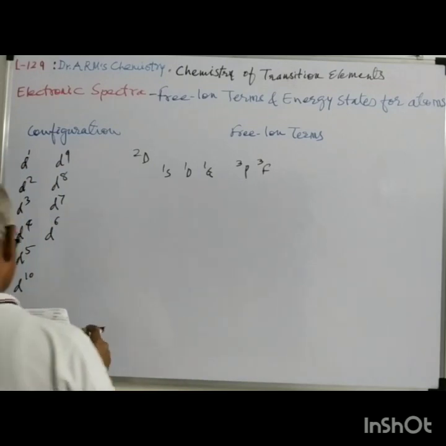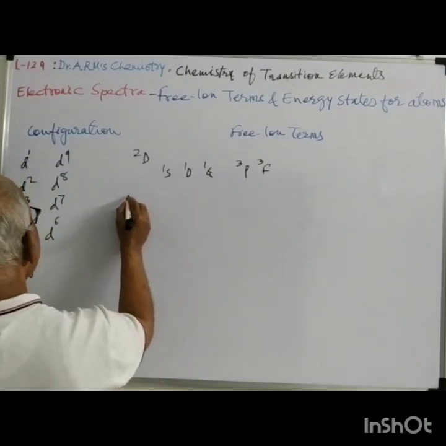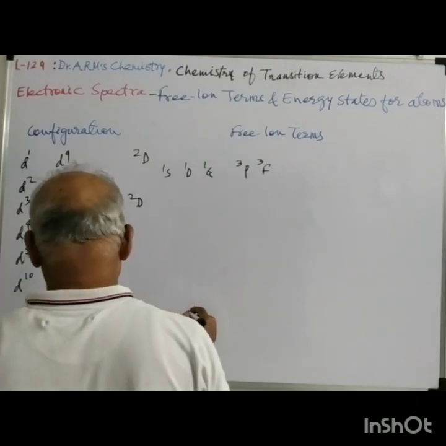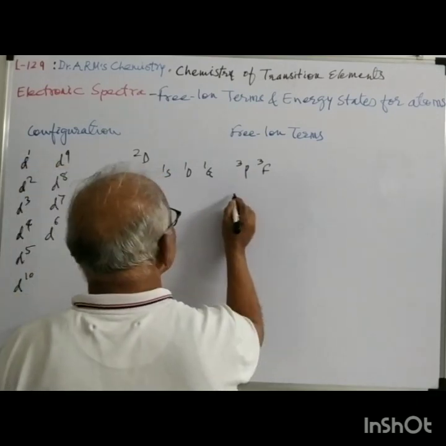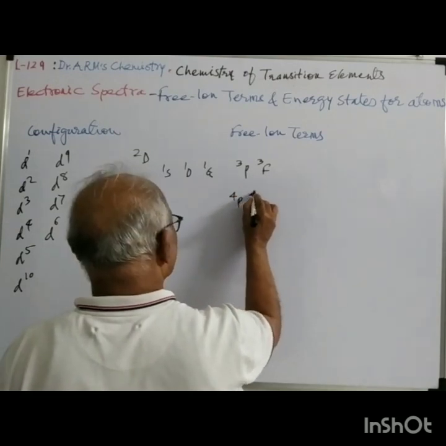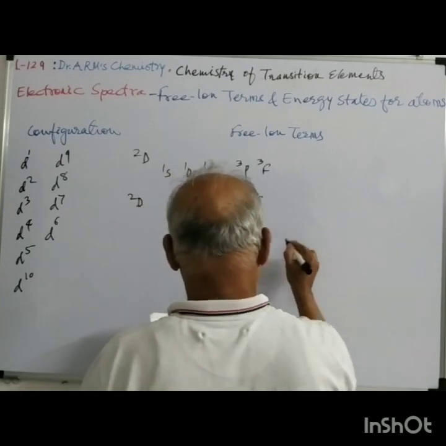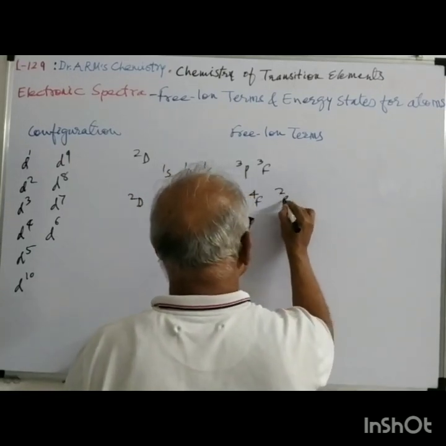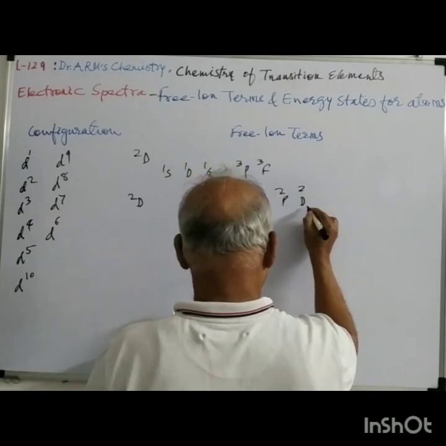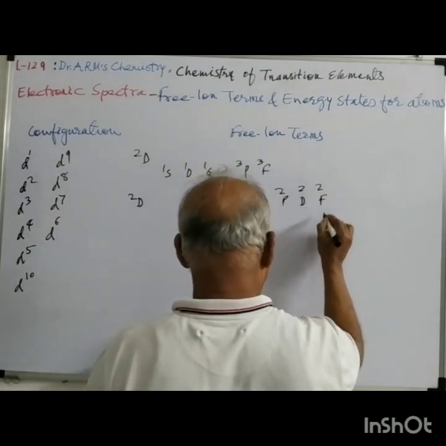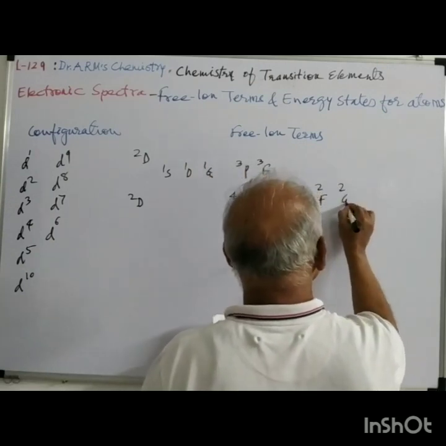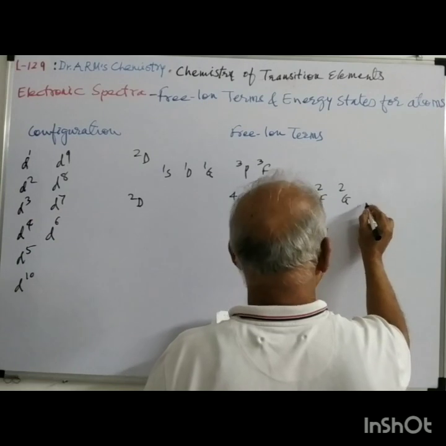Then for d3 and d7 we have doublet D, then quartet P, quartet F, doublet P, doublet D, doublet F, doublet G and doublet H.